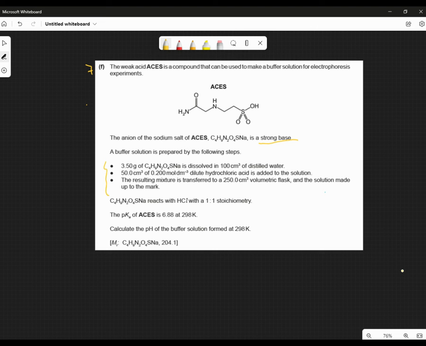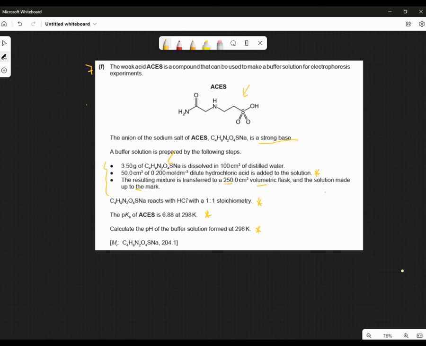So we get 3.5 grams of the base. Okay, not this, the base. And we dissolve it in 100 cc's of water. And then we add sulfuric acid, HCl, to that. And then the resulting mixture is transferred to a 250 volumetric flask, and we make the solution up to the mark. We get a 1-to-1 reaction. And the pKa of ACES is 6.88. We've got to find out the pH of the buffer solution that's formed.